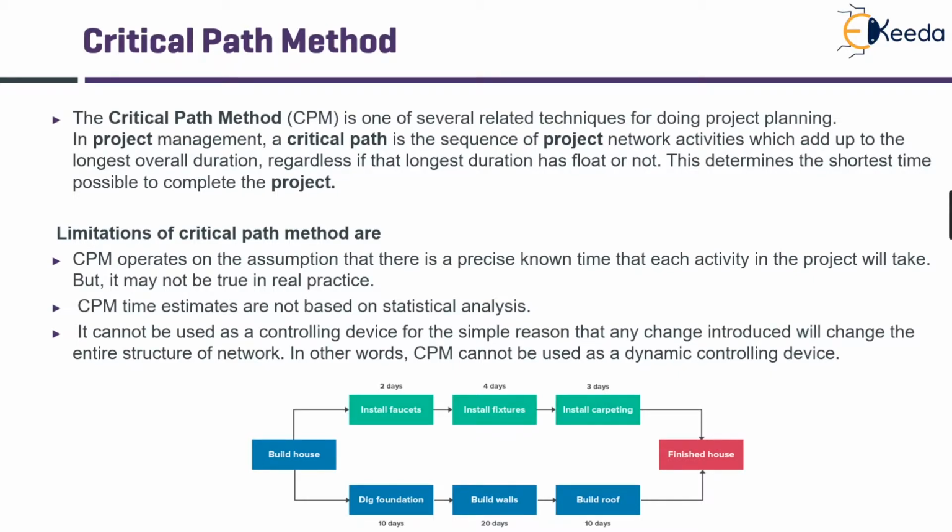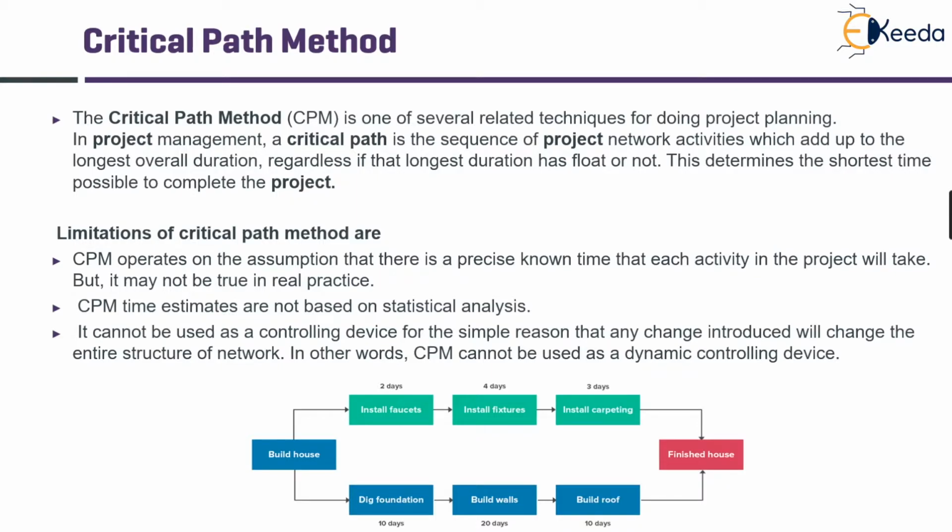When you are scheduling, you make certain assumptions, and it is always created in a way that the project will succeed if all things fall in place. However, that is never true. There can be many unknown risks and uncertainties that come up while executing. The CPM time estimates are not based on statistical analysis. Unlike PERT, wherein we consider a probabilistic approach of taking three time estimates, these durations are not based on any analysis. Also, it cannot be used as a controlling device for the simple reason that any change introduced will change the entire structure of the network. In other words, CPM is not a dynamic controlling device.